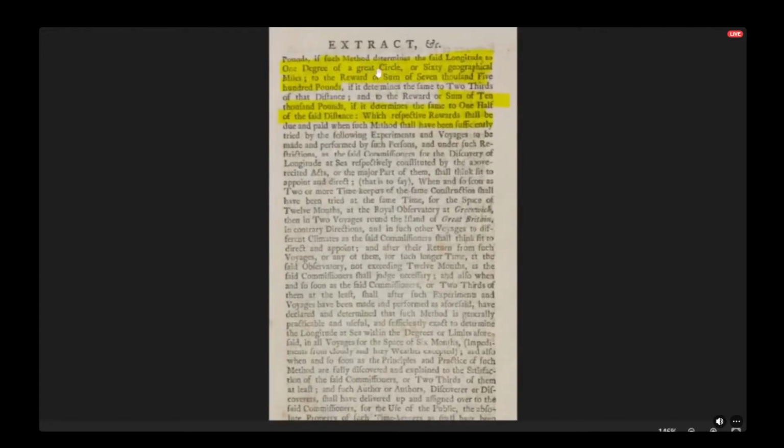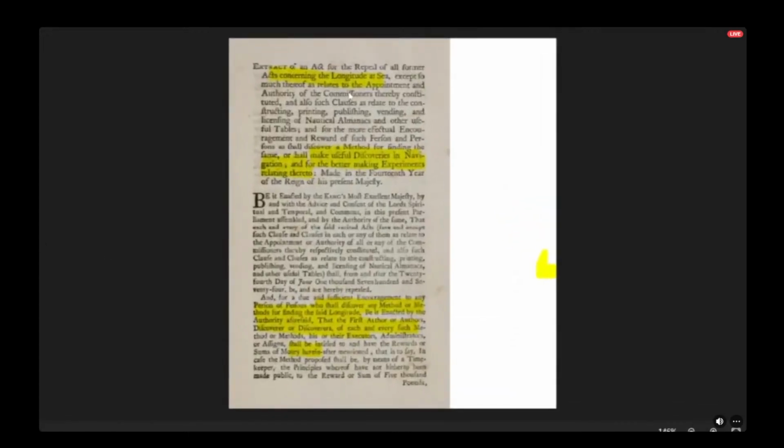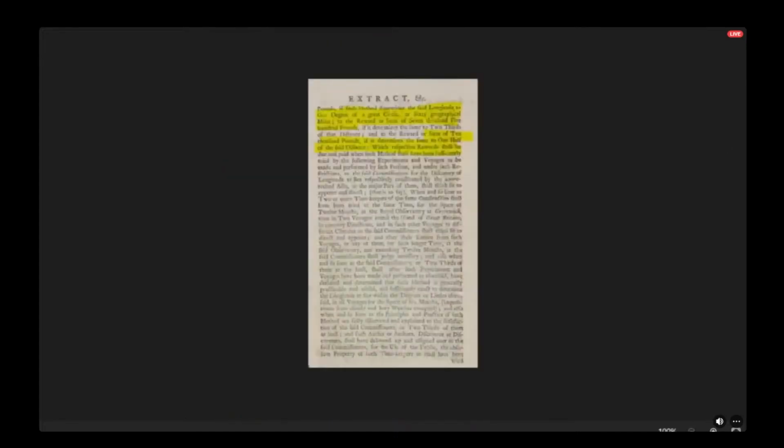So they say, actually, let's start at the beginning. It says, concerning longitude at sea, except thereof as relates to the appointment and authority of a whole bunch of other words and commission to make useful discoveries in navigation and for the better making experiments relating hereto, for anyone who shall discover any method or methods for finding the said longitude, be it enacted by authority, yada yada yada, for each and every such method, sums of money hereinafter mentioned. That is to say, man, it's a lot of words. I think they offered a reward.